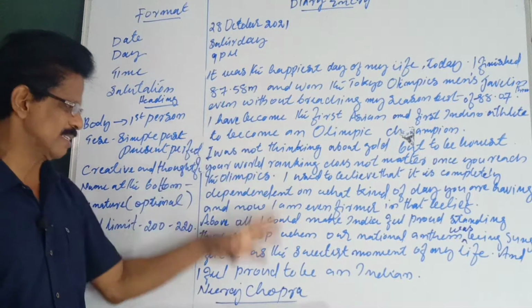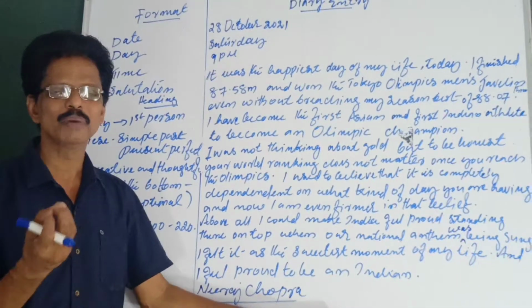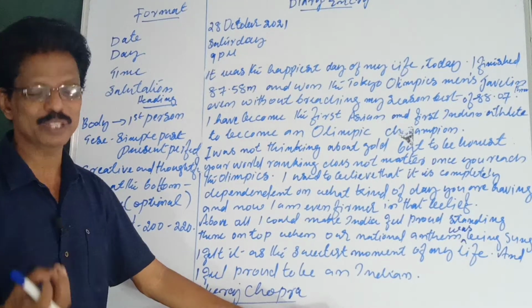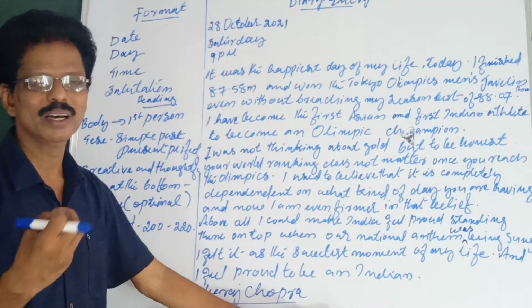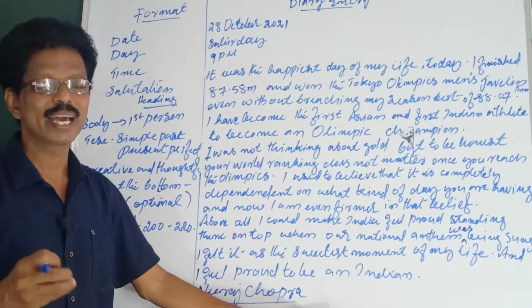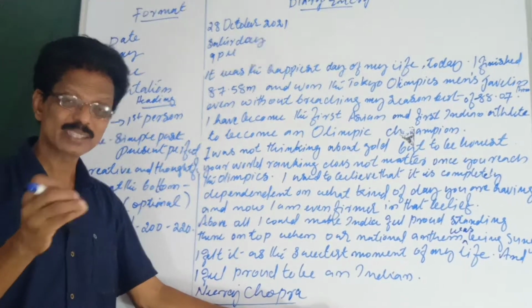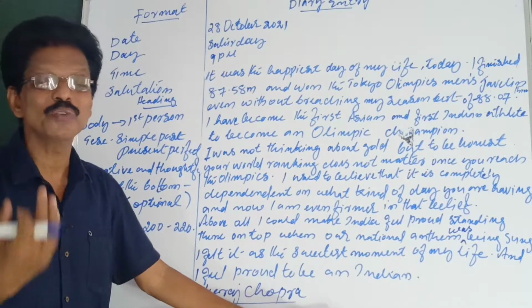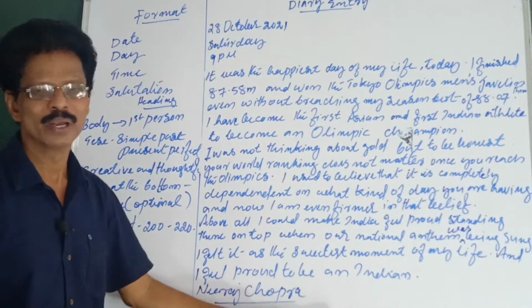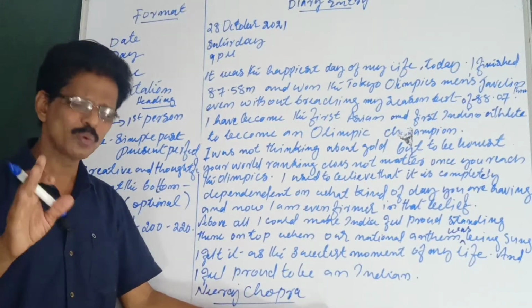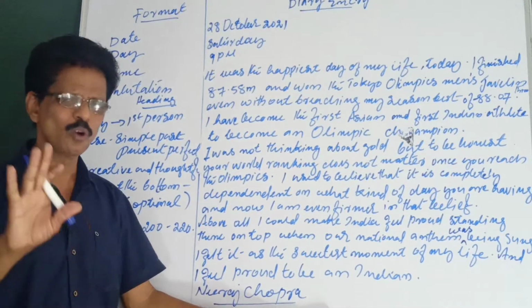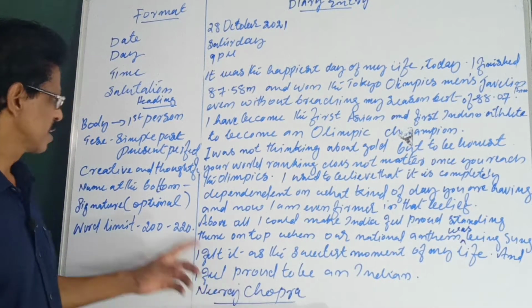Then, creative and thoughtful. Don't simply narrate things. You should bring out some imaginative, creative things in your viewpoints while writing a diary entry. Now, you are writing from the examination point of view. Be creative in answering, not simply narrating something. It won't bring you good marks. Full marks you will get if you write creatively.